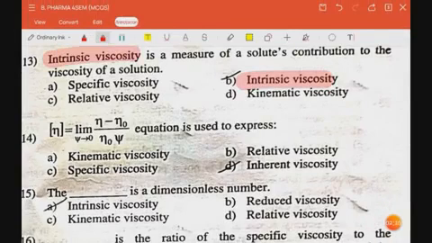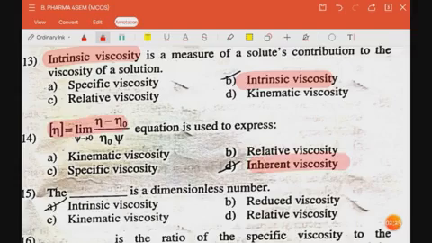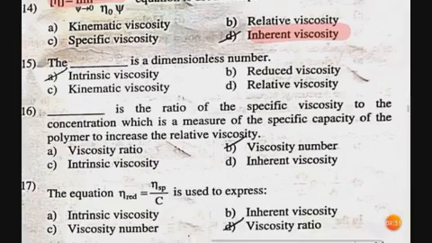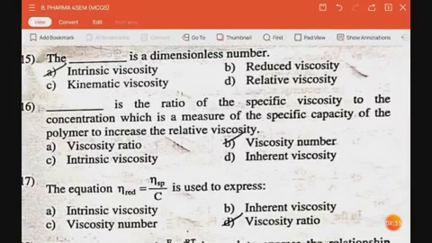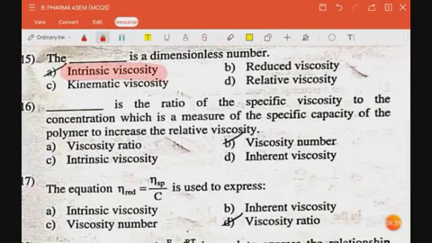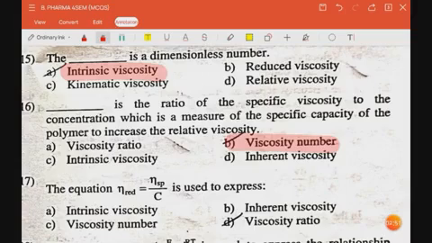The question should be dash is the measure of solute's contribution. So the next question is this equation is used to express the inherent viscosity. The next question is dash is a dimensionless number. The answer is intrinsic viscosity. The next question is dash is the ratio of specific viscosity to the concentration, which is a measure of specific capacity of the polymer to increase the relative viscosity. The answer is viscosity number.